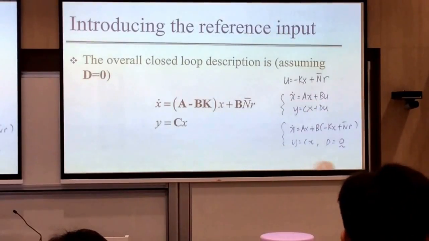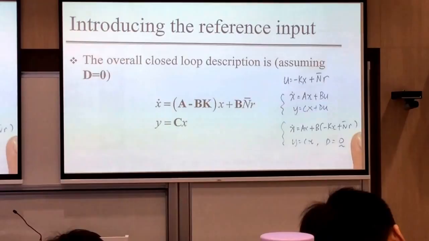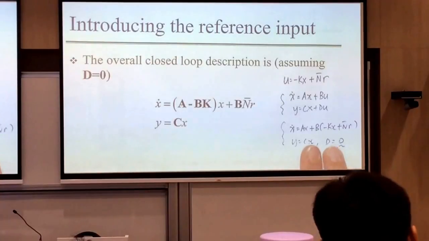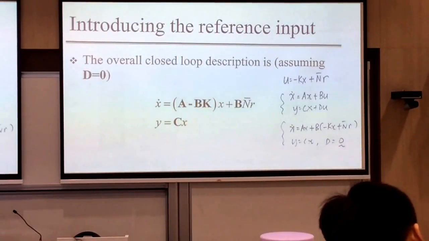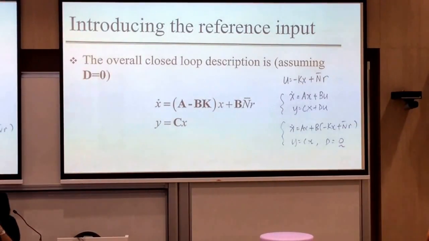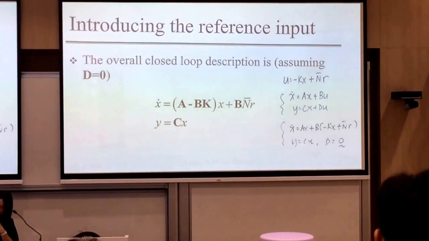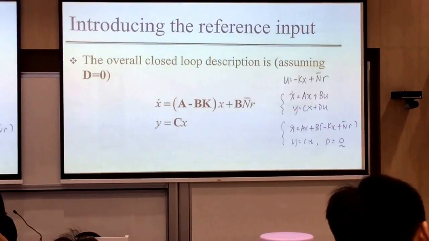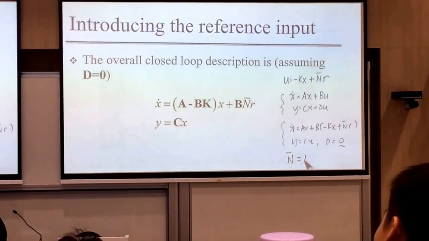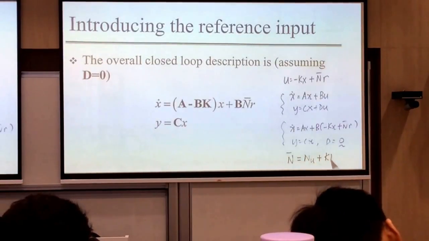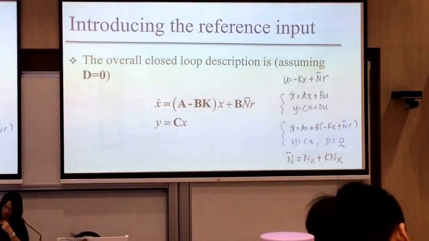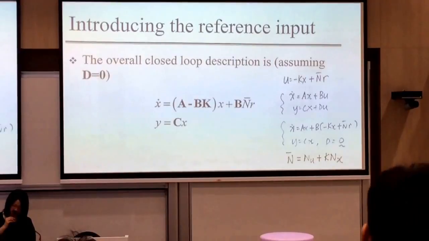So it's x dot equals ax plus b bracket minus kx plus m bar r, and y equals cx when d is 0. You put the x and x together, and now you have a minus b kx plus b m bar r, where m bar is nu plus a n x.